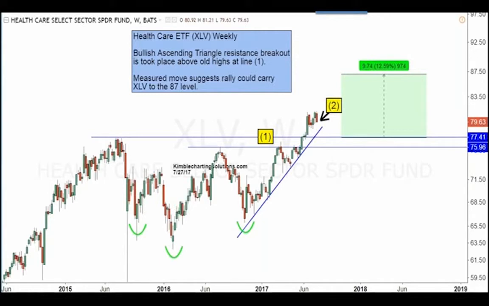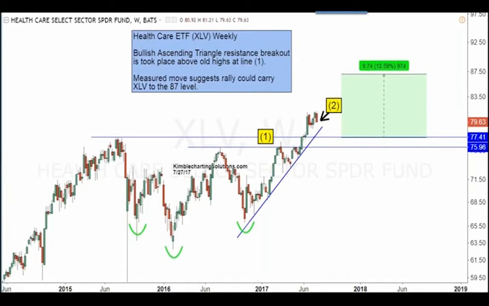You can see that there's a potential that XLV had formed an inverse head and shoulders, a bullish pattern. Some could even say that that's the neckline of that pattern. So if we would take a measured move of that, it would probably push even higher than the measured move of just the ascending triangle on the right part of the chart. But another real positive pattern.